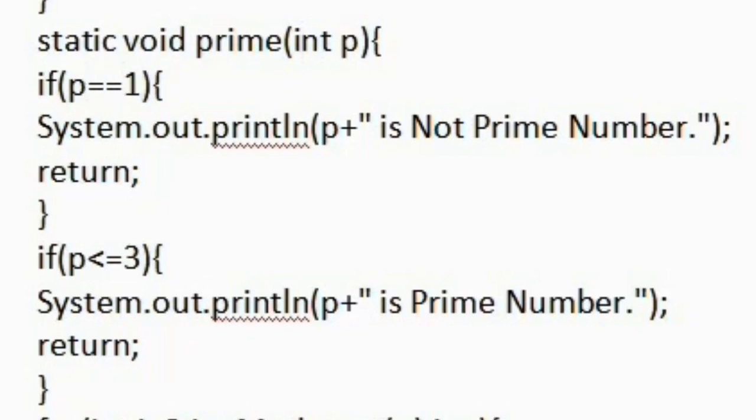If p equals 1, System.out.println tells that 1 is not a prime number. This return will close the program execution. In another case, if p is not 1, then we check if p is less than or equal to 3. In that case, other than 1, that is 2 and 3, those are considered prime numbers. If you give p as 2, it tells that 2 is a prime number. If you give p as 3, it tells that 3 is a prime number. In that case also we just close the execution with the return command.